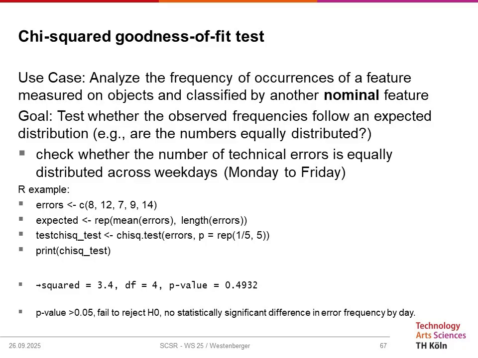H0 would be the frequencies are equal. I see. So you compare the actual counts per weekday to the counts you'd expect if they were perfectly evenly distributed. Exactly. And the test gives you a p-value. The example showed a p-value of 0.4932. Which is high, greater than 0.05. Right, so you'd fail to reject H0. You wouldn't have statistical evidence to claim that errors occur more frequently on any particular day of the week in that data. They look evenly distributed, statistically speaking.